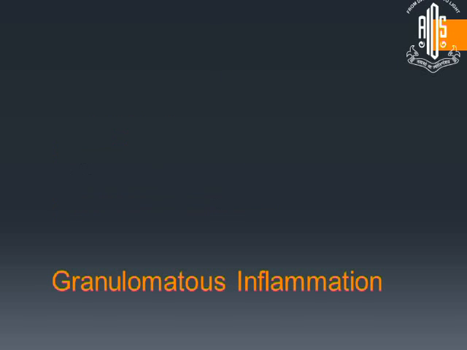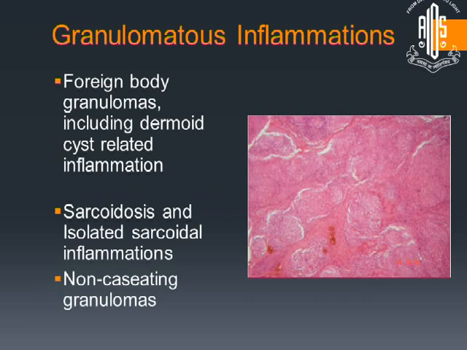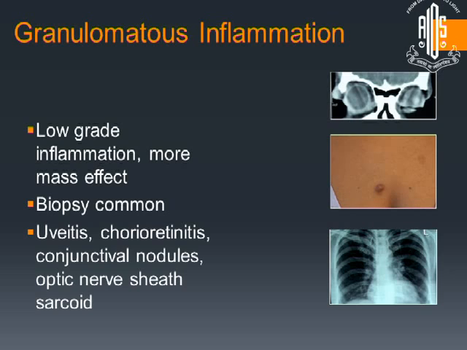Next we come to the granulomatous inflammations, which could include foreign body granulomas, including dermoid cyst-related inflammation, which is very common, and sarcoidosis as well as ulcerated sarcoidal inflammations. These will have non-caseating granulomas. Very important to know, because given our frequency of Cox disease, we have to differentiate it from the caseating granulomas. These present more with a mass effect, so biopsy is commonly needed.